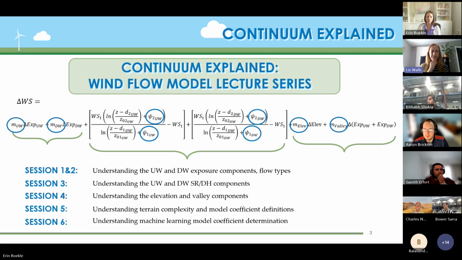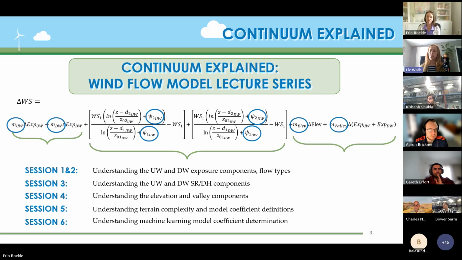What I'm showing here is the full model equation for the Continuum wind flow model. In sessions 1 and 2, we focused on the first 2 terms of the model. That is related to the upwind and downwind, so that's UW and DW, the upwind and downwind terrain exposure components, as well as the different flow types. We looked at uphill flow, downhill flow, as well as induced speed up over a hill. That was the first 2 sessions, and that is some of the main building blocks of the Continuum model.